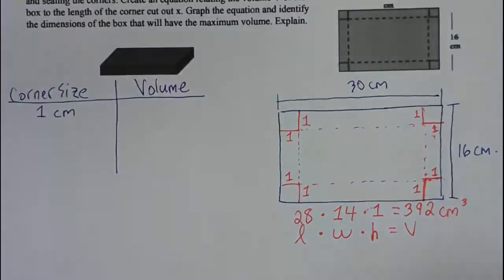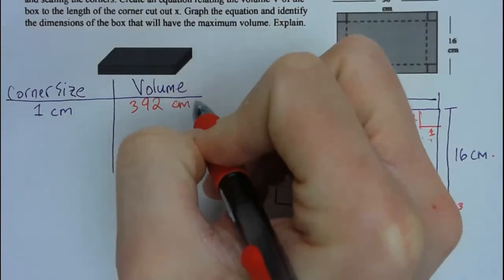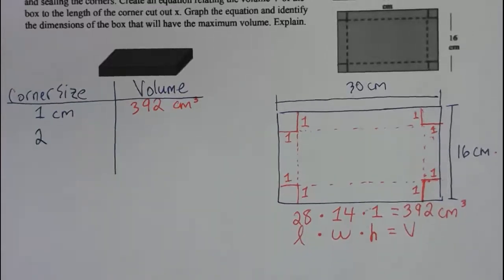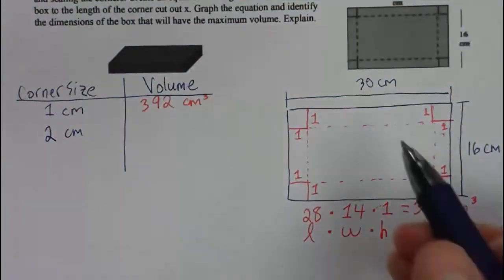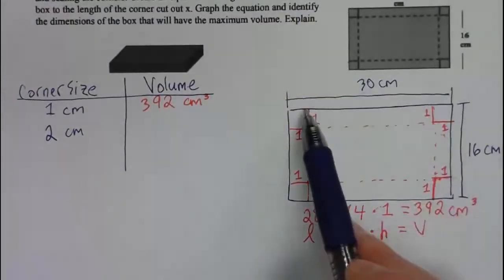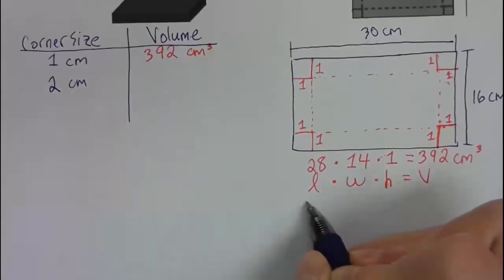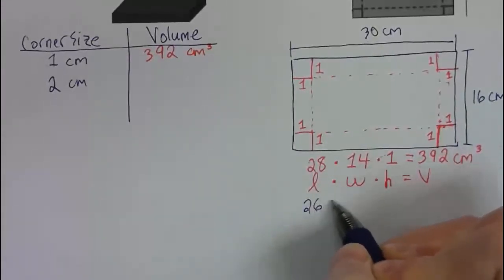So that is one example. We figured out that 1 centimeter corners give us a box that's 392 cubic centimeters of volume. So if I wanted to, say, double that corner size, we would have a 2 for our 2 centimeters. I would basically be taking 2 away from each side of the 30. So my new length would be 30 minus this 2 twice. So now it'd be down to 26.